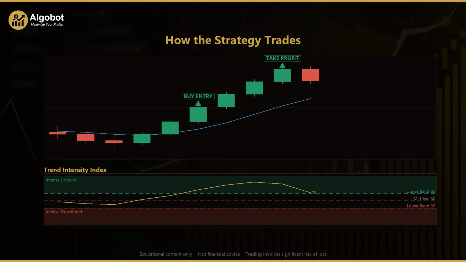for a gain. Note that if the index had instead crossed back down through the 50 midline while we were long, the neutralization exit would have closed the trade early. Here, the target came first.